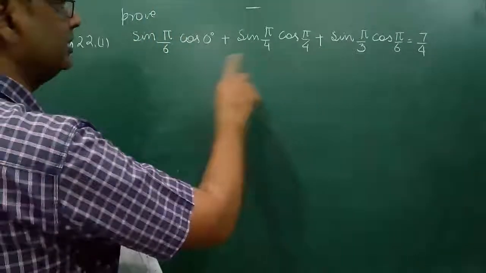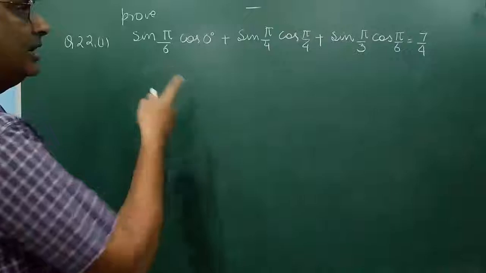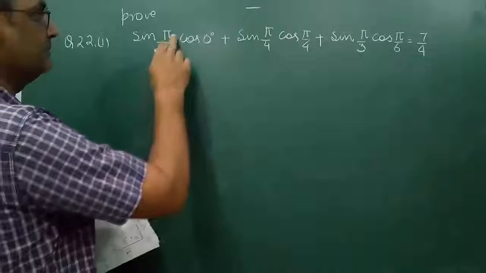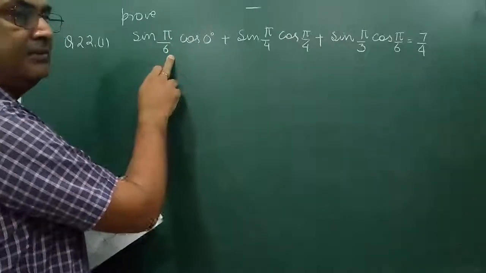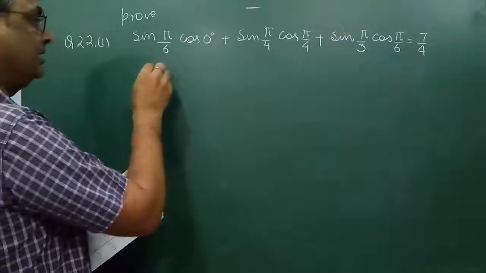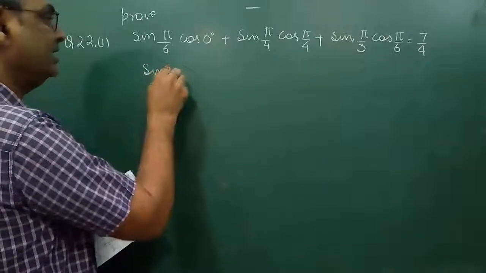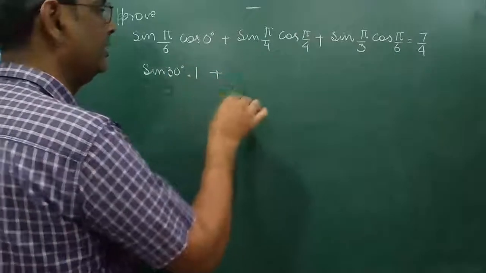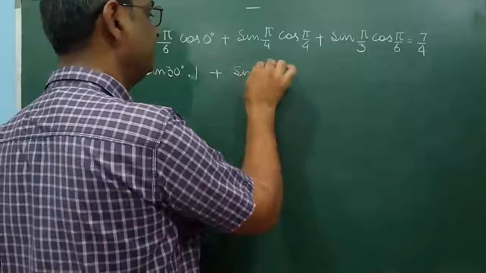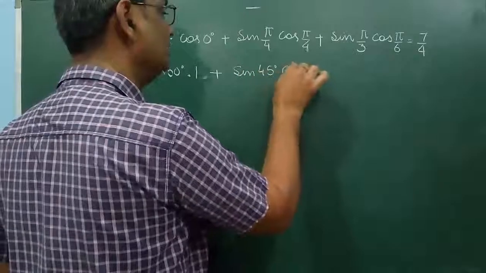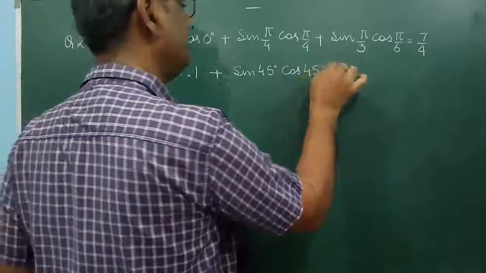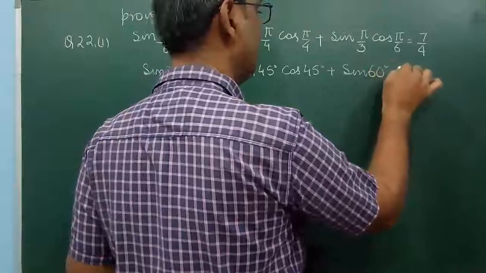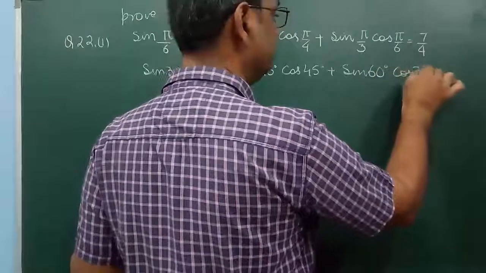All angles, if you see, they are in the first quadrant. They are less than 90 degrees. So all will be positive. Sin pi by 6. Pi means 180, so 180 by 6 means sin 30. We can write it like this firstly and then we can put the value. Cos 0 is 1, we are knowing. Sin pi by 4, sin 45 degree, cos 45 degree, sin pi by 3, sin 60, and cos 30.